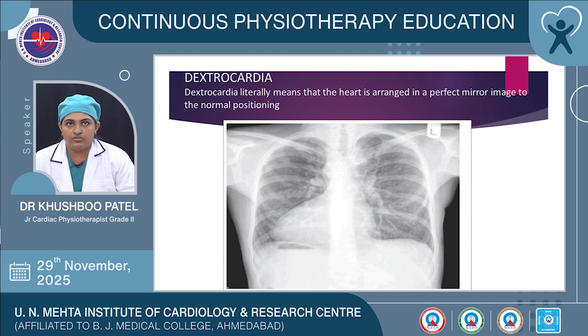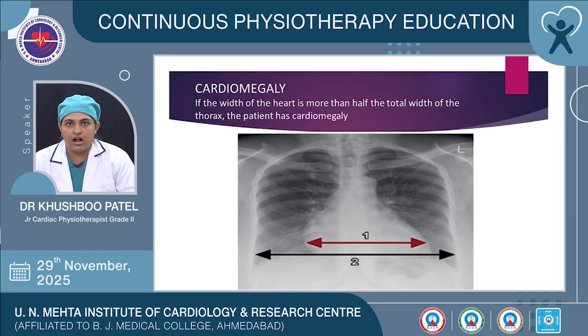Dextrocardia. Dextrocardia literally means that the heart is arranged in a perfect mirror image of the normal position. Cardiomegaly. If the width of the heart is more than half of the total width of the thorax, the patient has cardiomegaly. You can see this is the heart size and this is the thorax size, half of the thoracic size.